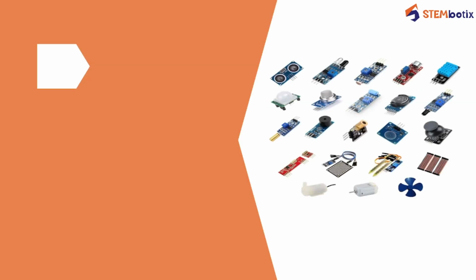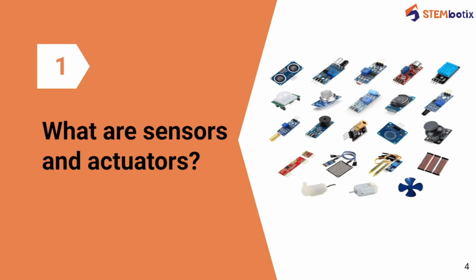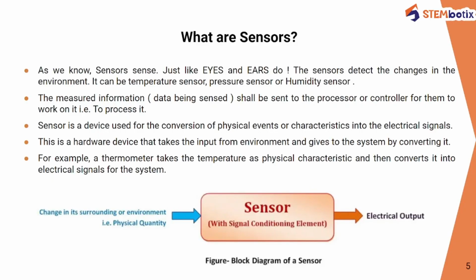Let us start with the first part of this tutorial, which is what sensors and actuators are. Let me introduce you to sensors and actuators. First we will see what sensors are. As we know from the very basic name, a sensor is something which can sense. Sensors are devices which can sense a particular thing around their environment.